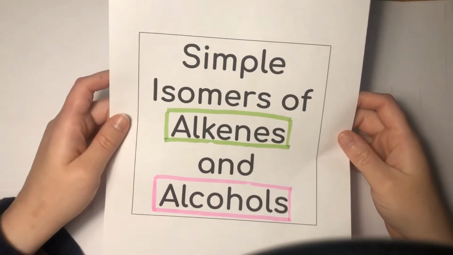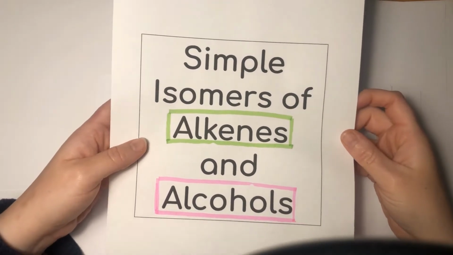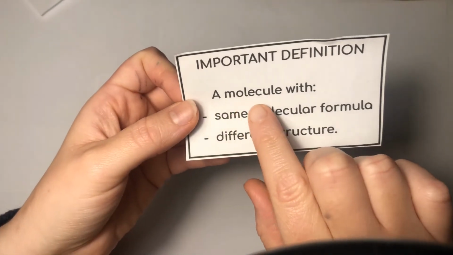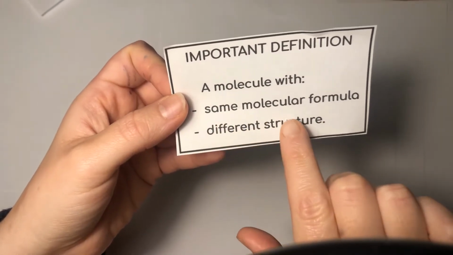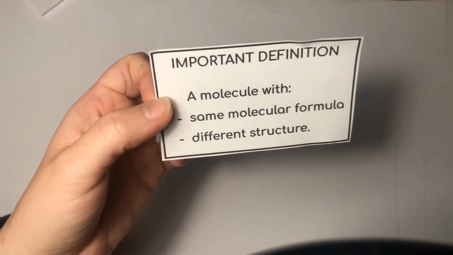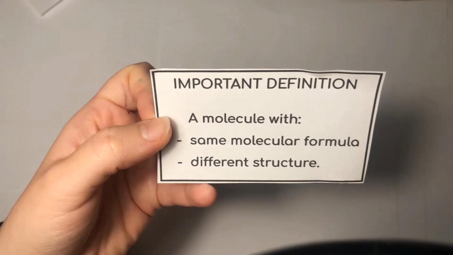Hello, today we're going to look at simple isomers of alkenes and alcohols. And you might be wondering, well, what's an isomer? That's a good place to start. It's a molecule with the same molecular formula and different structure. That definition is something that's really important to remember as we go through this video.